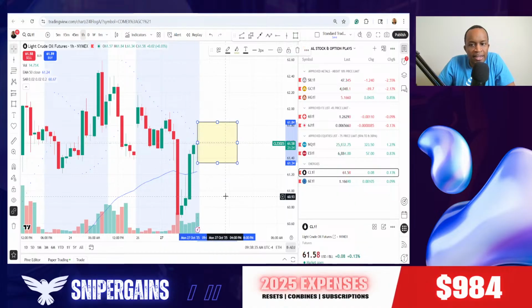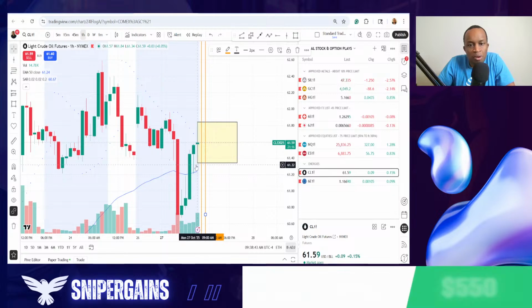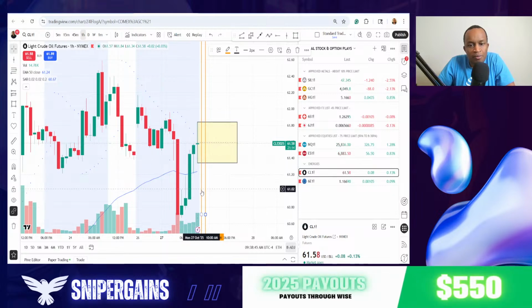I'll keep an eye on CL. I know we have 30 more minutes, but I'm hoping that in the next 30 minutes, it will sweep the bottom. So if it sweeps the bottom, it might form a bullish fair value gap that I could enter on. But we'll see what happens next with that one.